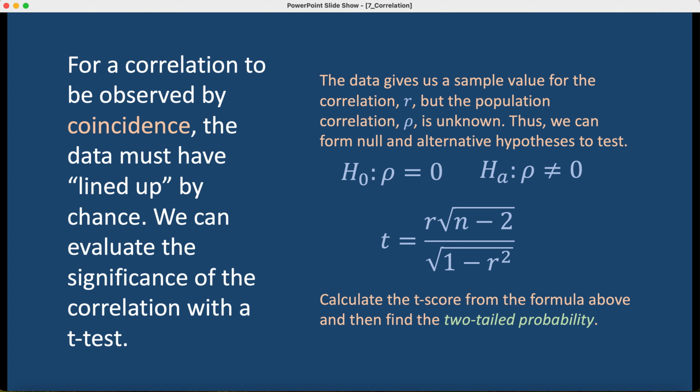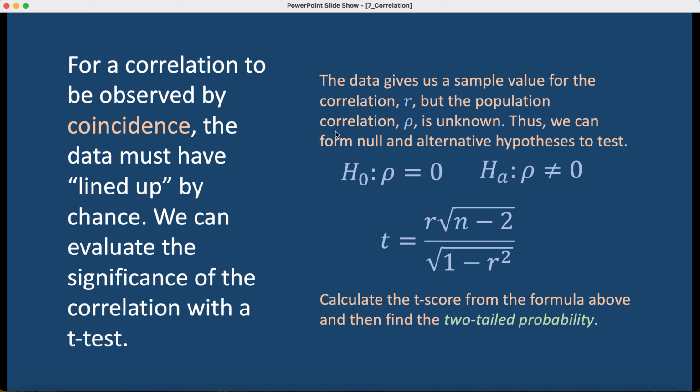So if it just happened by chance that we find a correlation, we could look at that through a hypothesis test. The null hypothesis that we would test is that the correlation would be zero. And then if we find a statistically significant difference, we can say that there is actually a correlation there. It just didn't happen by coincidence. So we can use our hypothesis testing on this particular parameter.